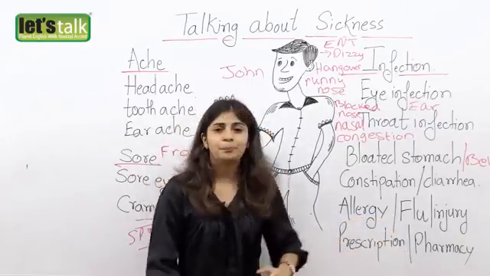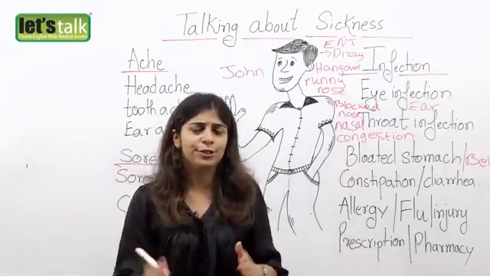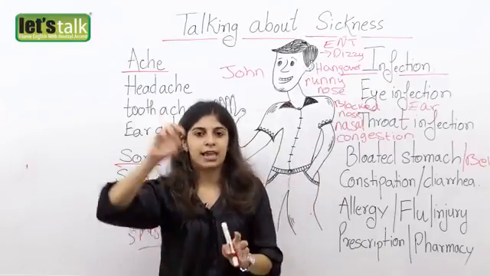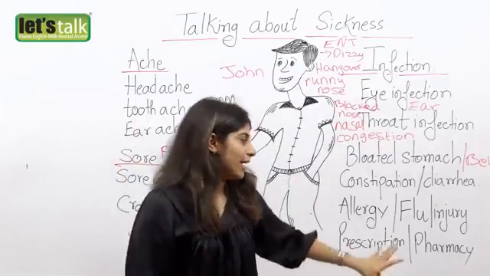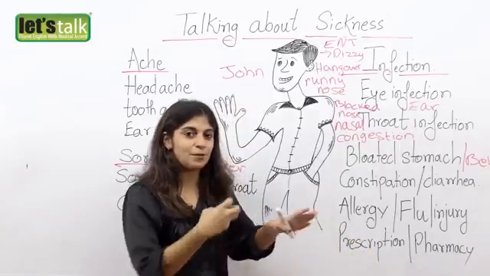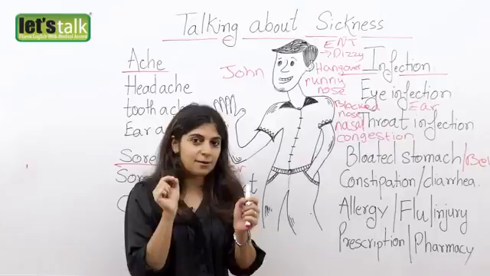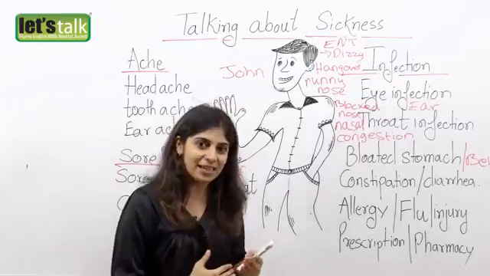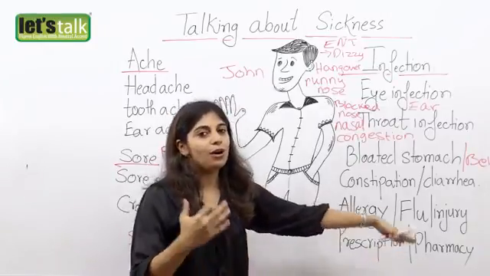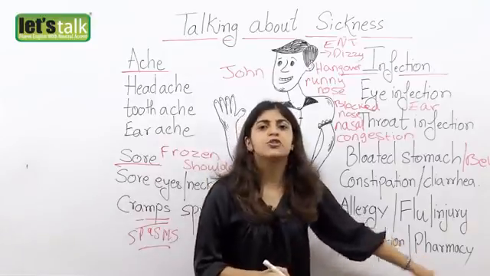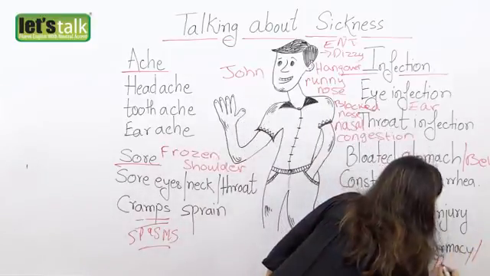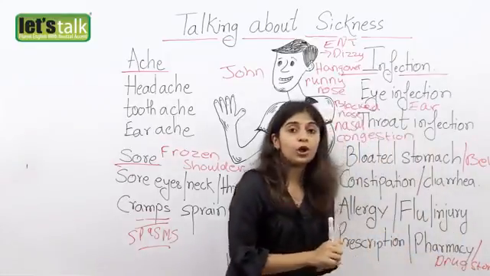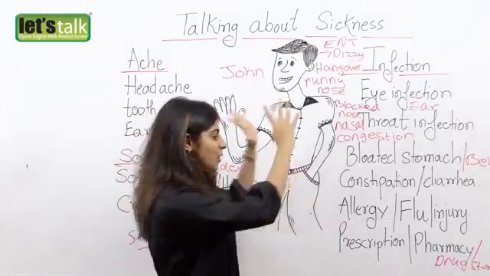Now, prescription. What is a prescription? You go to a doctor, and the doctor writes various medicines that you need to take in the morning, in the evening, before you sleep. So that's a prescription. He prescribes medicines, and with that prescription note, you go to a pharmacy to buy medicines. That's where you get your medicines. We also call it a drugstore, where you get all your medicines. So these are the various words.